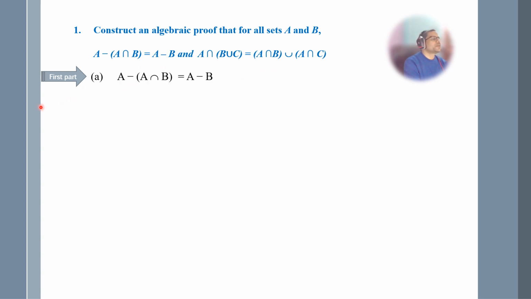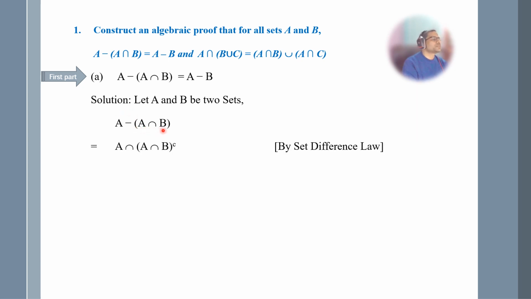Taking the first part, A minus A intersection B equals A minus B. For this, let A and B be 2 sets, and we have to prove that A minus A intersection B equals A minus B. The left side is A minus A intersection B, which equals A intersection (A intersection B) complement, by the set difference law. By De Morgan's law, the complement of A intersection B equals the union of their separate complements, A complement union B complement, and the rest remains as it is.